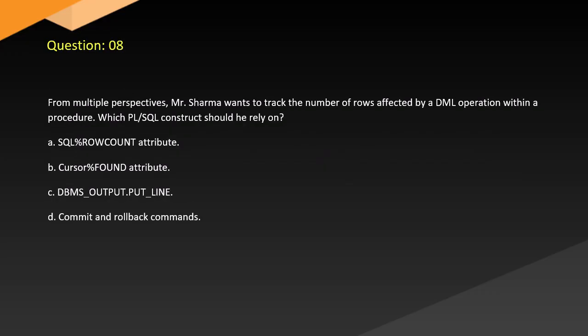Question 8. Sharma wants to track the number of rows affected by a DML operation within a procedure. What SQL construct should he rely on? A. SQL%ROWCOUNT attribute. B. Cursor %FOUND attribute. C. DBMS_OUTPUT.PUT_LINE. D. COMMIT and ROLLBACK commands.